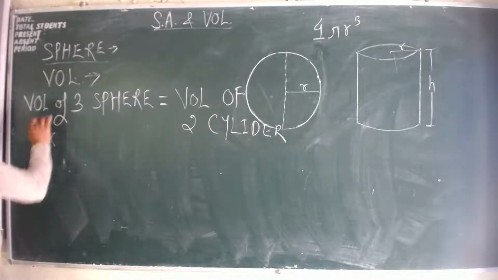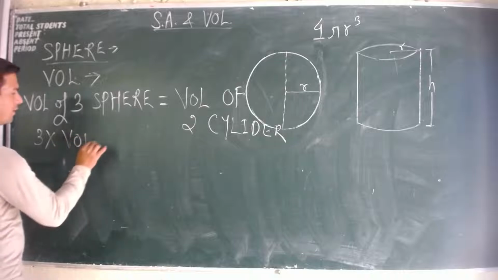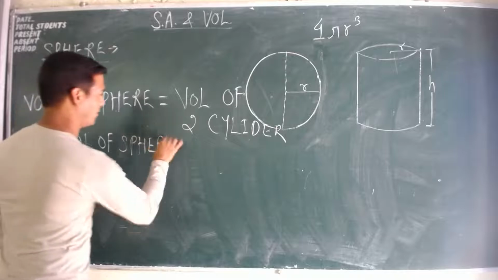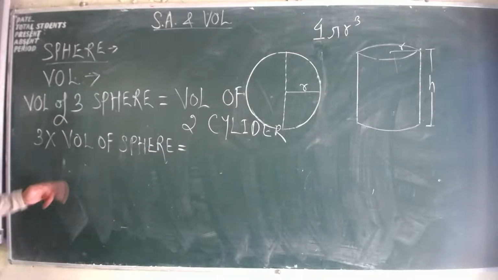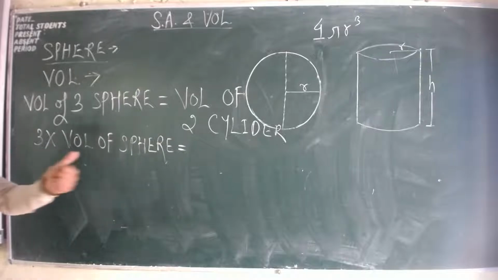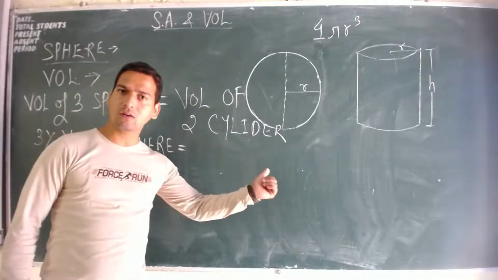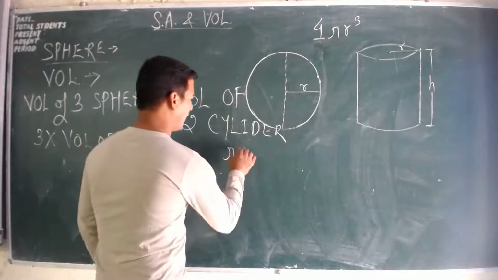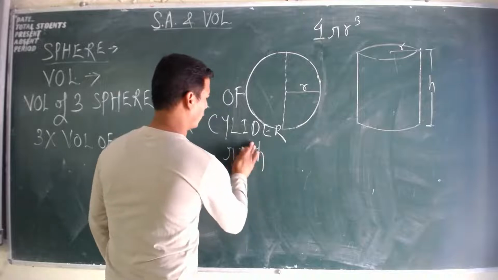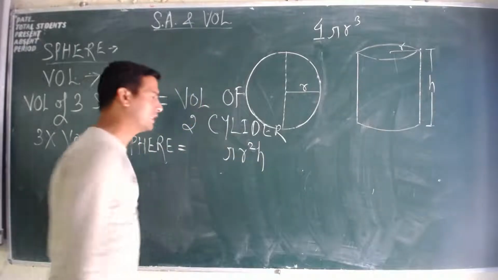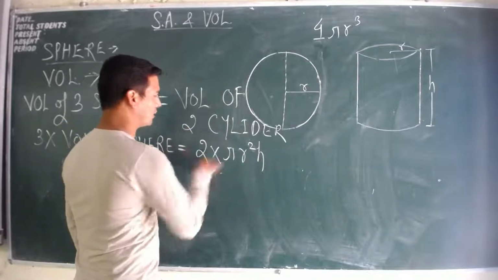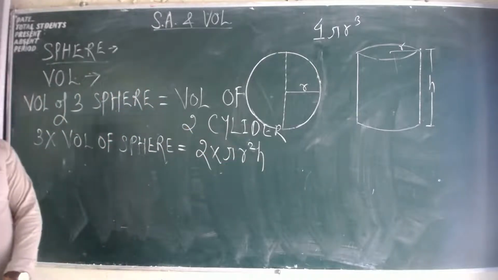So 3 into the volume of a sphere. Now the volume of a cylinder, you know already. Here we have to take two volumes of cylinder. The volume of a cylinder is pi r square h, you know. This is the volume of one cylinder, but we have to take two cylinders, so twice the volume of one cylinder.